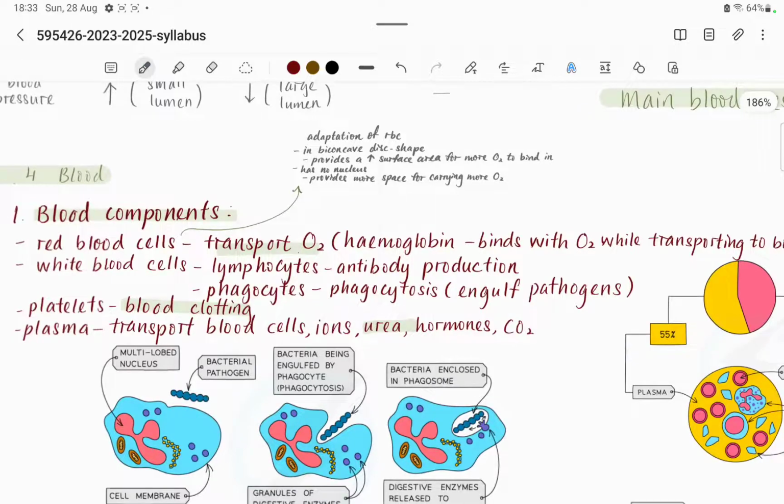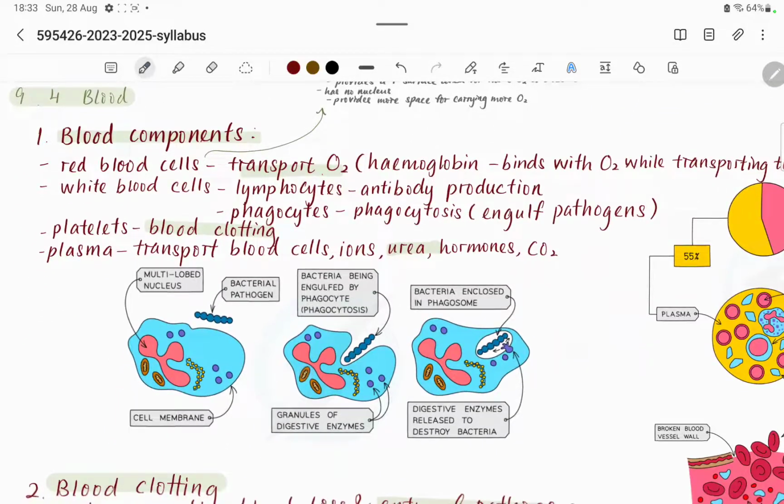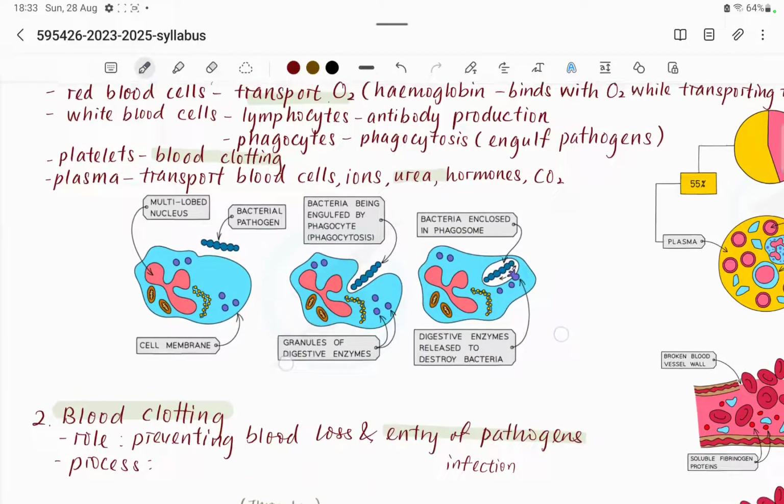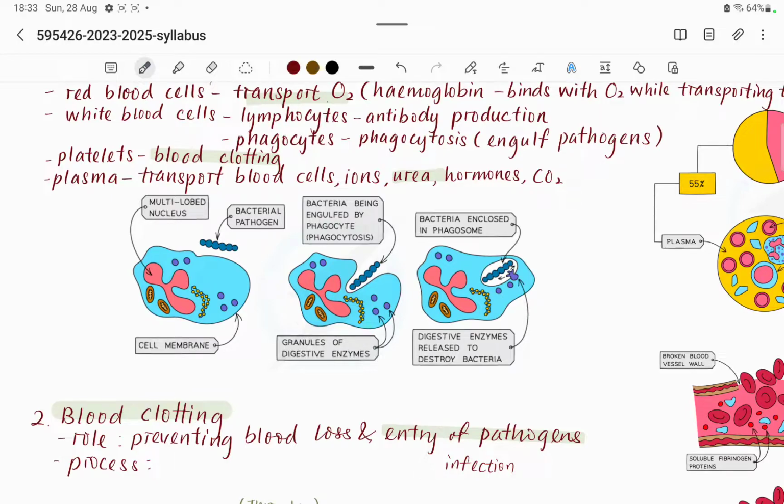Okay, white blood cell, you have 2 types: lymphocytes and phagocytes. Lymphocytes is for antibody production, and phagocytes is for engulfing the pathogens. The special term is phagocytosis. Okay. Platelets is for blood clotting, and plasma is to transport the blood cells, ions, hormones, and carbon dioxide. Okay, so this one is phagocytes.